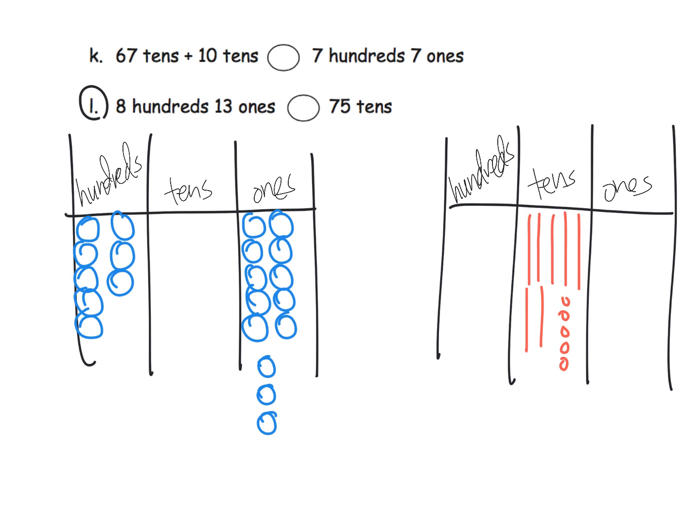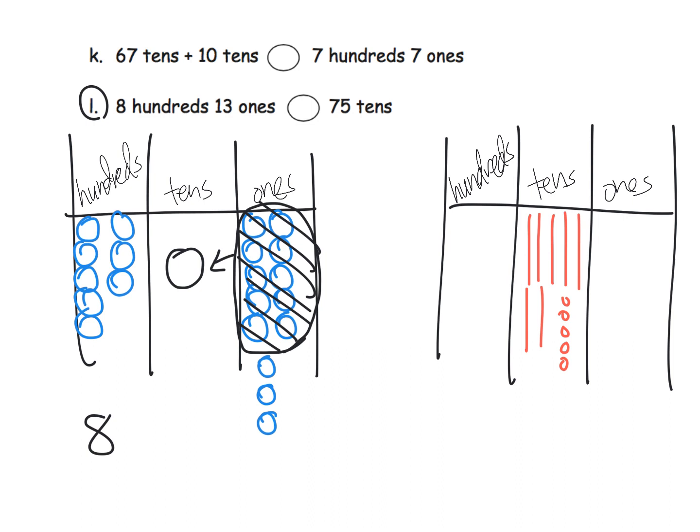Let's do a little bit of simplifying here. Well, we see 10 ones. Those can be cashed in for 1 ten. So these guys disappear. So what do we end up with? We end up with 8 in the hundreds column, 1 in the tens column, and 3 in the ones column.